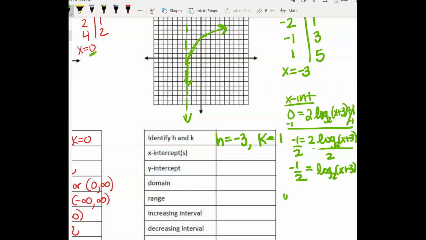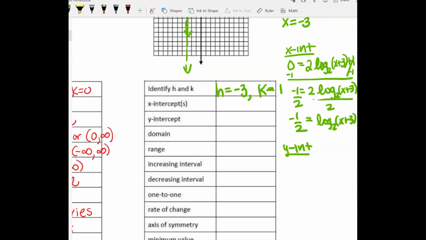For our y-intercept, we're going to plug 0 in for x and see what the y value would equal.